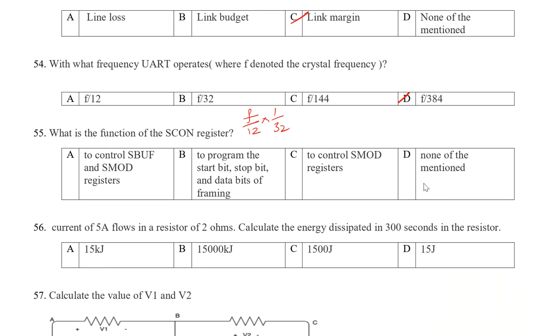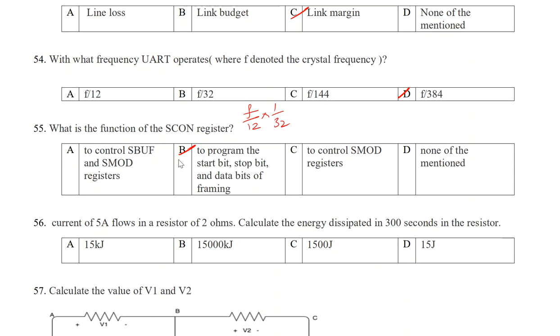55th question here. What is the function of the SCON register? The SCON register is mainly used for programming the start bits, stop bits and data bits of framing, as it contains bits like RB8, TB8, SM0, SM1 and SM2, etc. So it is used to set the start bit, stop bit and the data bits of framing here. So B is the right answer.